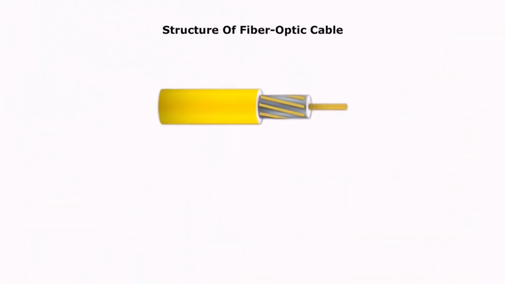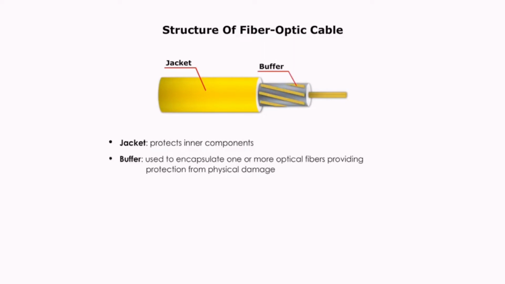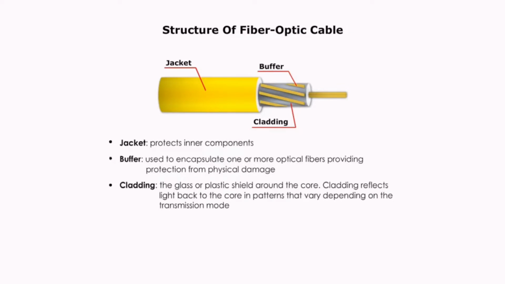Let's look at the structure of fiber optic cable. Fiber cable consists of a center glass core surrounded by several layers of protective materials. The outer layer is a jacket. The insulating jacket is made of Teflon or PVC. The second layer is the buffer, which is used to encapsulate one or more optical fibers and provide protection from physical damage. The layer around the fiber core is cladding.